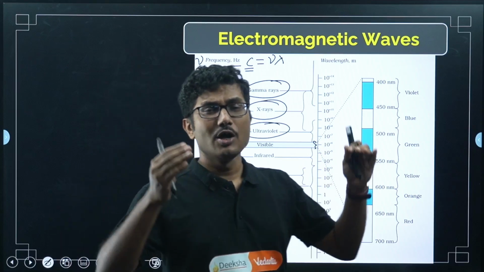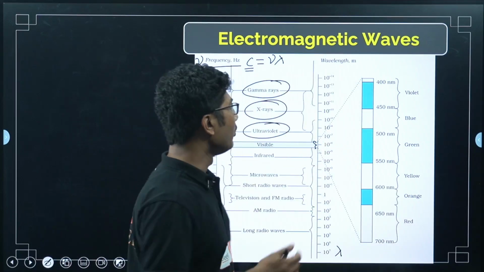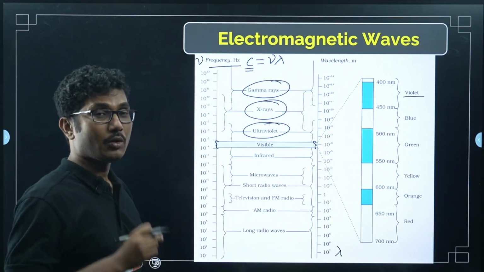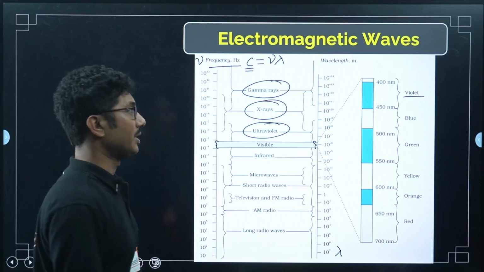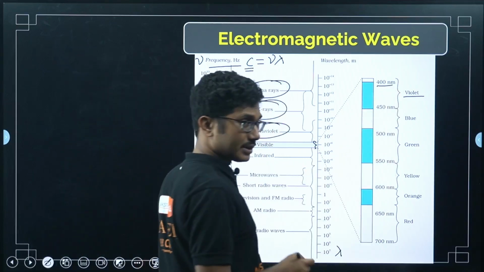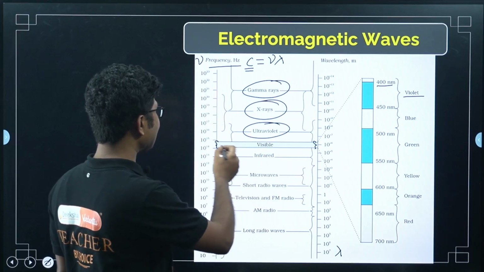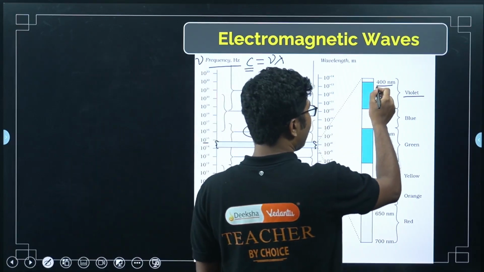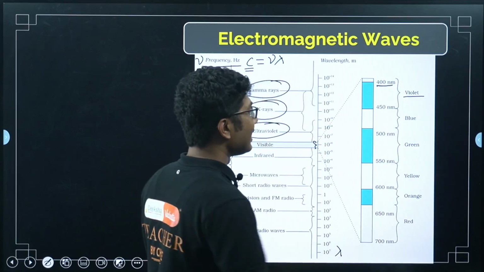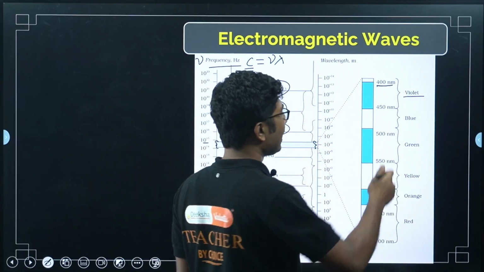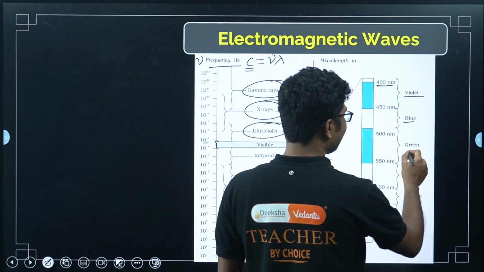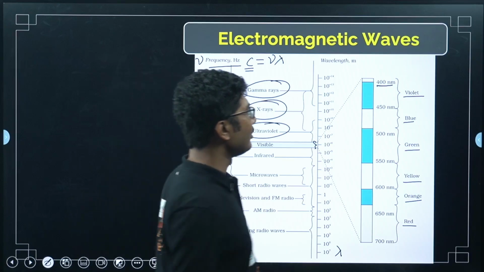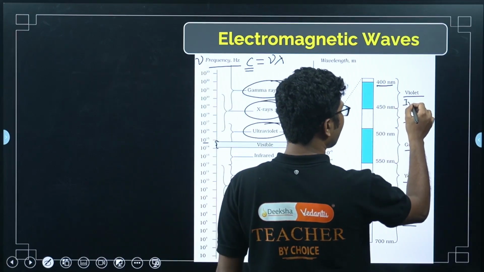Visible ray is the part through which we observe. The topmost part that we see is violet. Violet has the highest frequency but the lowest wavelength in the visible spectrum. The wavelength is around 400 nanometers, and the frequency, which you can calculate, is around 10 to the power of 15 hertz. Next is indigo. Indigo is not shown here, but most prominent is blue, then green, then yellow, then orange, then red. So all the colors are present here except indigo, which will be somewhere very close to violet.